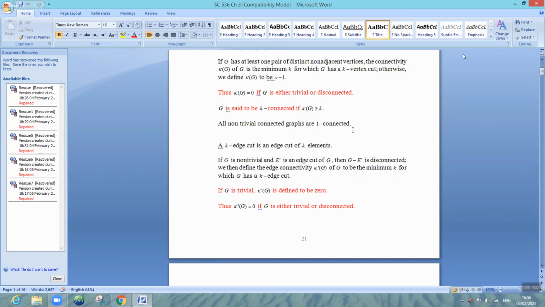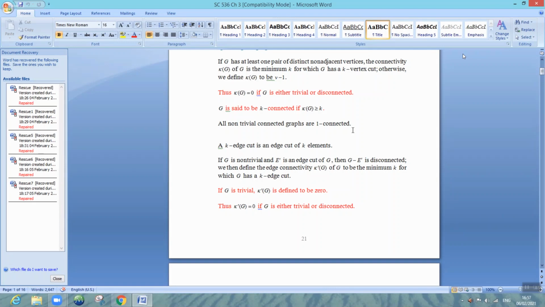At least a k edge cut is an edge cut of k. So one-connected means the vertex connectivity is 1, the minimum number of vertices, that means you have to remove at least one vertex. That means one-connected means κ(G) is greater than or equal to 1. That means you have to remove at least one vertex to disconnect, if the graph is non-trivial. If this is a trivial graph, κ(G) is 0. So that is for the vertices, and there is a similar definition for the edges. Instead of κ(G), we write κ dash.